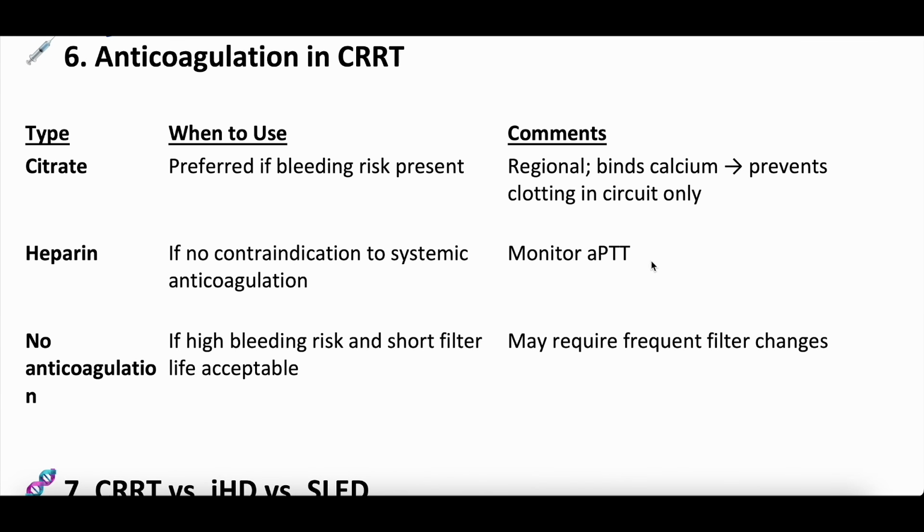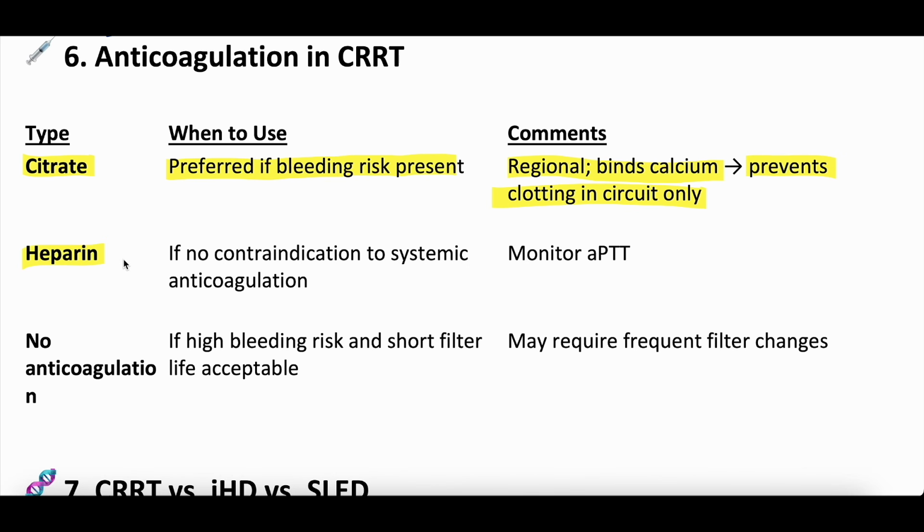One thing to note is anticoagulation in CRRT can be really important. The blood flow rate, as we said, is much slower than IHD, so there's more risk of clotting. Most shops will use either citrate or heparin. Citrate is usually preferred if there's bleeding risk present. It's regional. You put it in the dialysis machine itself. It binds to calcium, which then prevents clotting in the circuit. This is just like why you have citrate in blood transfusions, because it binds the calcium and it helps with clotting.